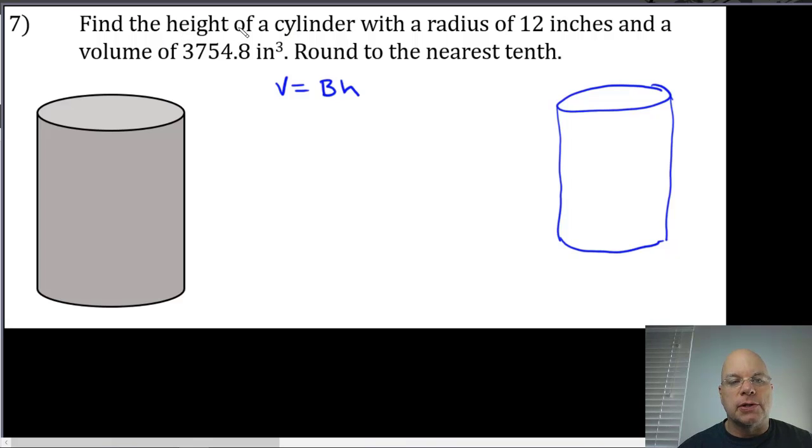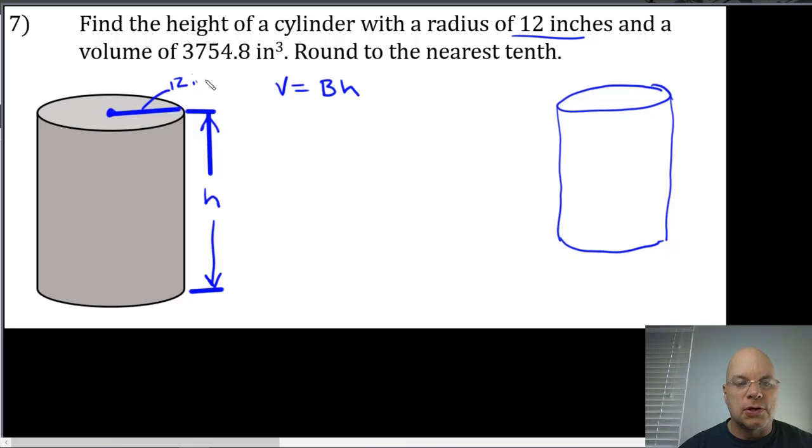So what do we know about this cylinder? We know we're trying to find the height, so we don't know the height. The distance from here to here is the height, because the height is the perpendicular distance between the parallel circular bases. It's how tall is this cylinder from a circular base to circular base. But we are given the radius of 12 inches, so the distance from the center of this circular base to the edge of the circle is 12 inches. R equals 12 inches.